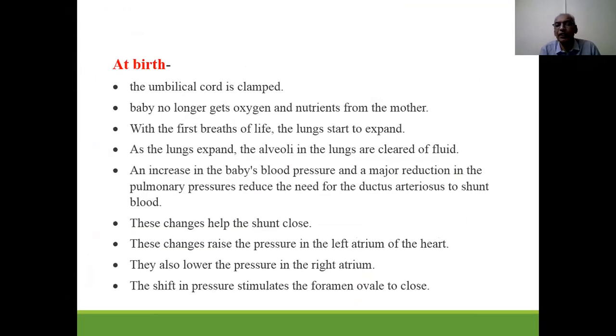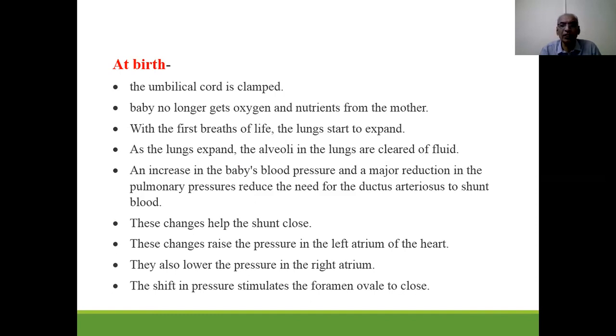At birth, immediately the umbilical cord is clamped. The baby does not receive oxygen and nutrients from the mother. With the first breath of the baby, the lungs start expanding. As the lungs expand, the alveoli, which are fluid filled, start clearing. An increase in the baby's blood pressure and a major reduction in the pulmonary pressure reduces the need for the ductus arteriosus to shunt the blood, which helps in closing it.